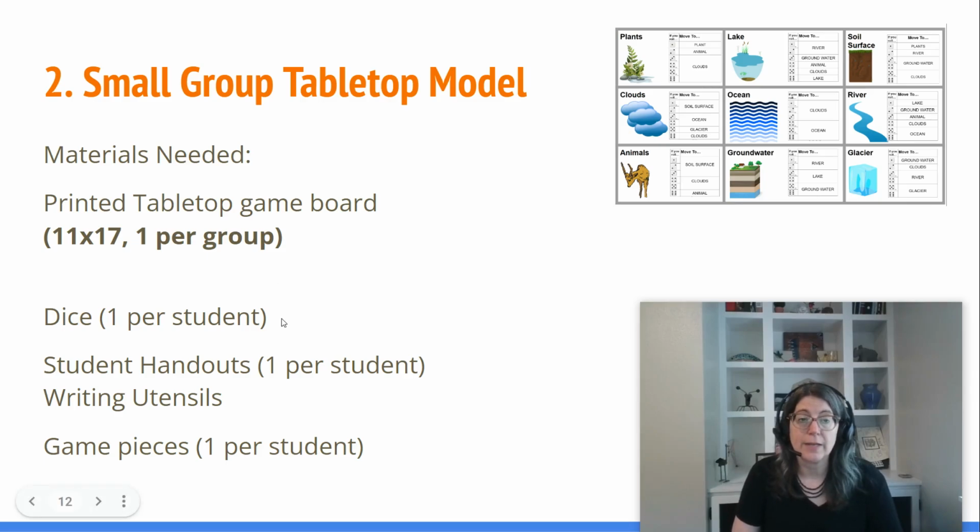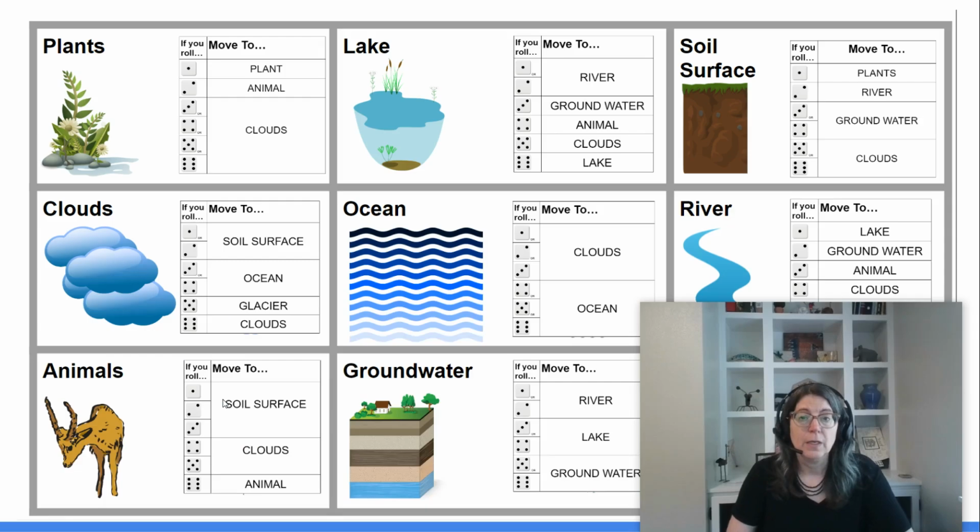The students still need dice or virtual dice, and they also need that same handout and a writing utensil. To play the tabletop version, students will also need some sort of game pieces, like out of a Monopoly game or something like that. And that's one per student so that they can keep track of themselves as they're moving around the board. Here's an enlarged version of what the game board looks like.